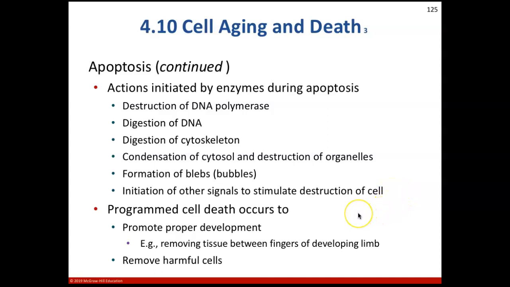And programmed cell death is going to occur in order to promote proper development by removing tissue between fingers of developing limbs in the womb, or it could be done to remove harmful cells in our body.